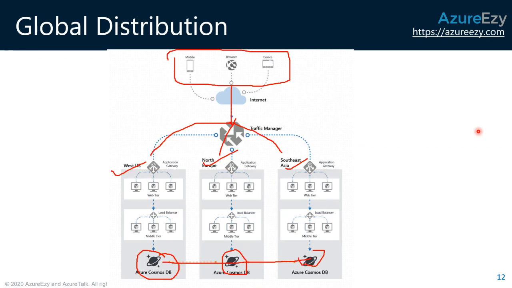Because of these benefits, we can build global active applications, highly responsive applications, highly available applications. We're all talking about global level, not a particular region, okay? Now, with global distribution, it's time to explore the subset of this topic, which is multi-master.